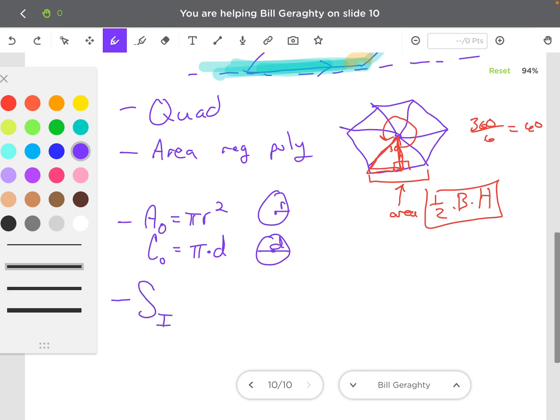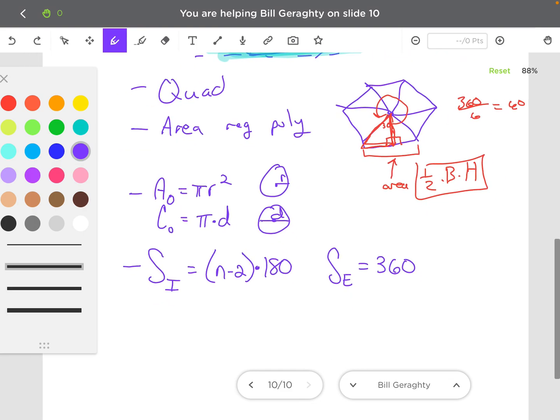Make sure you know that the sum of the interior angles is the number of sides minus 2 times 180. The sum of the exterior angles is always going to be 360. If you ever want to find one interior angle in a regular polygon, once you have the sum, you can just divide by however many there are. Same thing with the exterior angles in a regular polygon. If you just take 360 and divide it by however many sides there are.